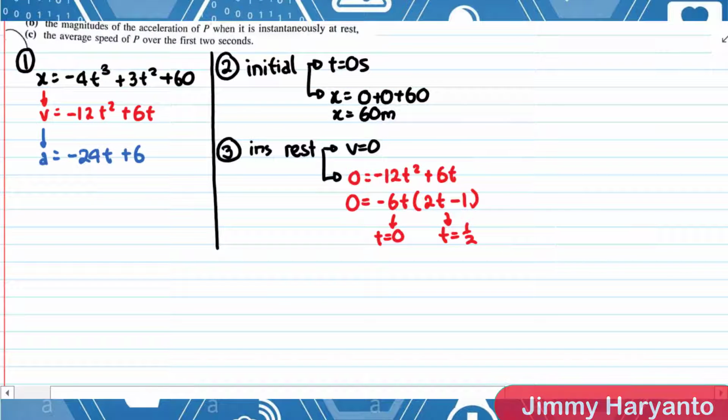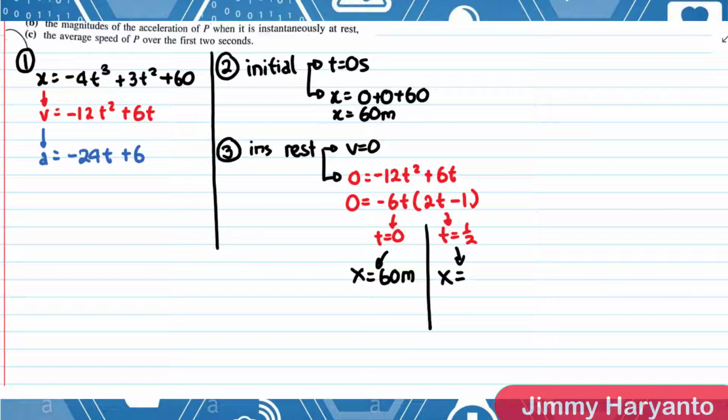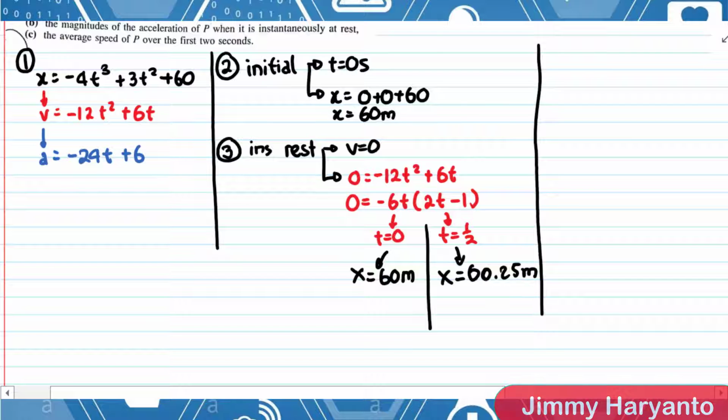Next is to find the position. The position when t equals 0, we already have it. We have 60 meters before. You can say s or you can say x. And then t equals half. For t equals half, I have to calculate it first. Wait a minute. The result is 60.25 meters.